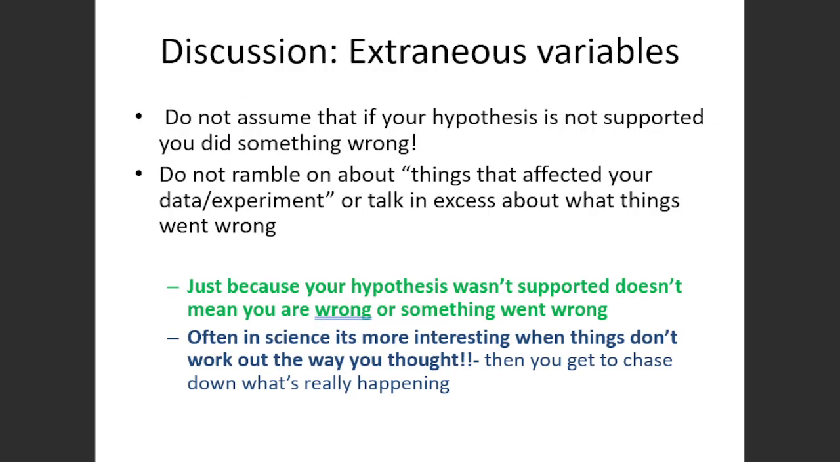So for extraneous variables, do not assume that if your hypothesis is not supported, you did something wrong. You could name a few things that you think might have gone wrong, but if your data is not supporting your hypothesis, it could just be that your hypothesis is not correct. There's a different answer of what could have happened. So don't ramble about things that affected your experiment or talk in excess of what you think you did wrong. Instead, talk about science and backed up literature that might support your data.